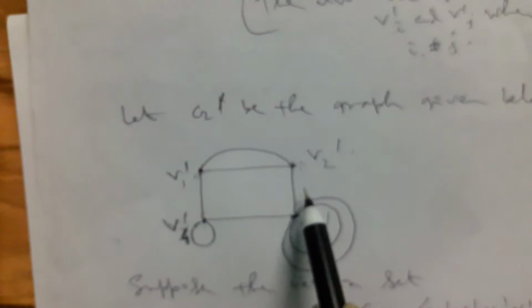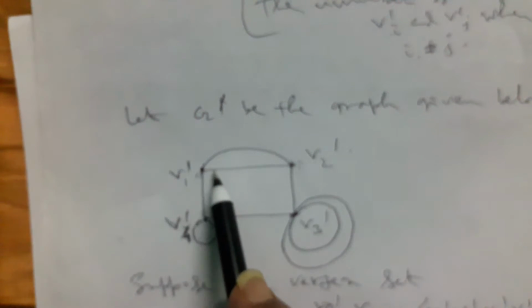Next, V2 dash and V1 dash. That's also considerable if we consider here two parallel edges. So it will be 2.